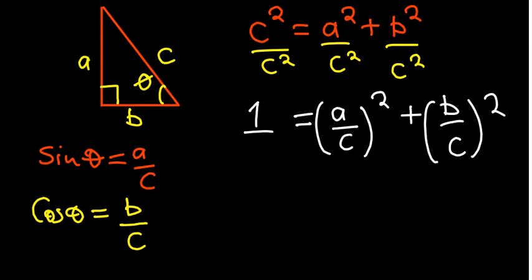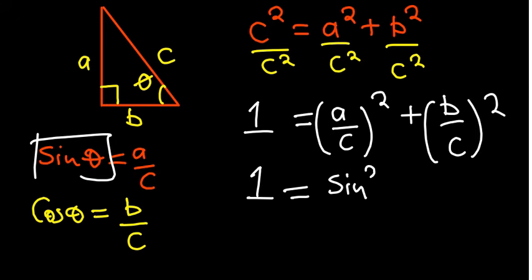In fact, that's enough. So substitute the letters with the ratios. So A over C is sine theta. So it will be sine squared theta, plus, and then B over C is cosine, so it's cosine squared theta. Okay. So that is our basic identity. Very, very important. Okay. So we've derived our basic identity. So in the next video, we'll come up with other identities built from this very one.